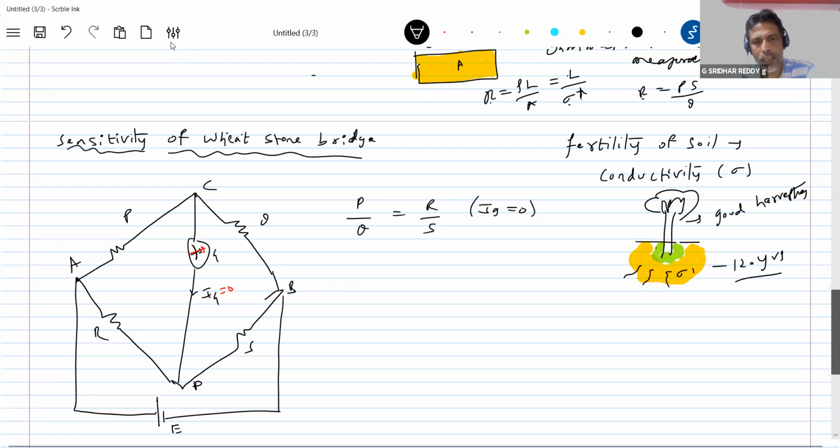Then let me add one on both sides: (P plus Q) by Q equals (R plus S) by S. That's the one equation you keep in mind.